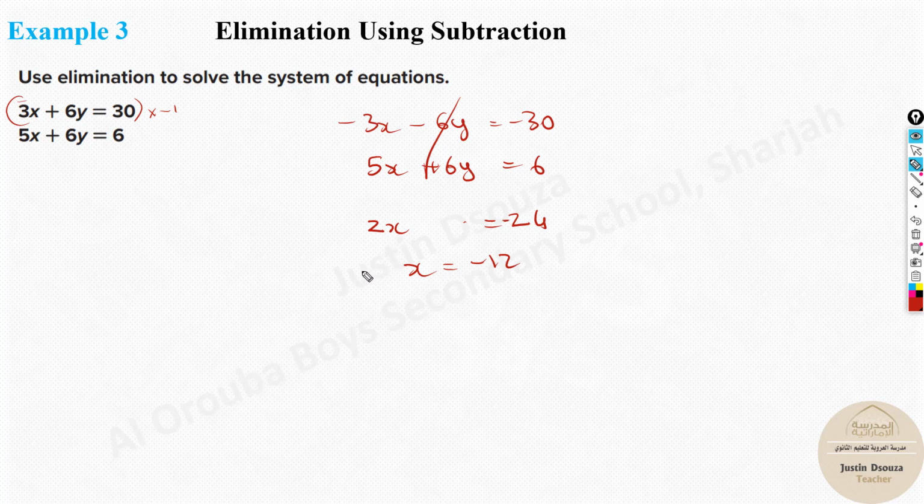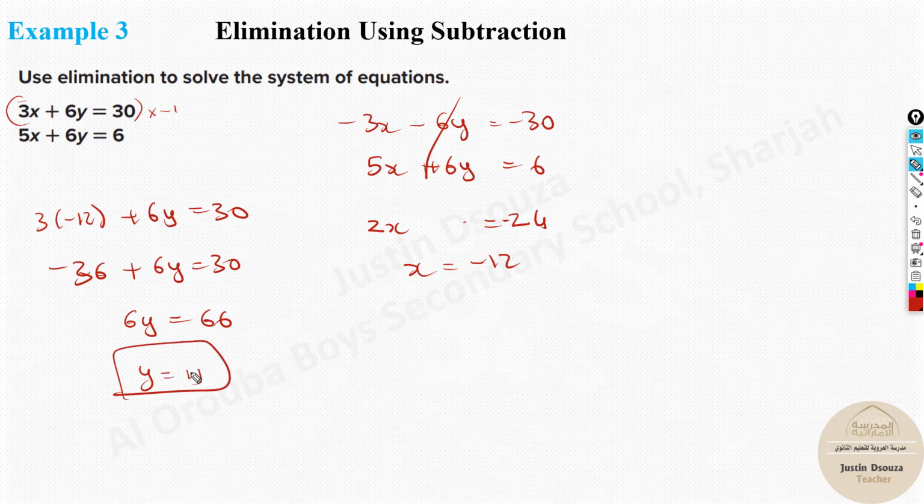Now, how do you find the y value then? All you do is substitute this back into any of the equations. Now, this is smaller, the variables are smaller here. So, I'll do 3 into minus 12 plus 6y equals 30, minus 36 plus 6y equals 30. You can take this to the other side. It'll be 6y is equal to 66. y equals 11. That's the answer. You can also solve this by calculator.